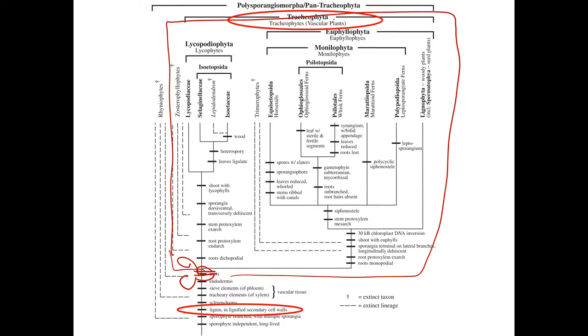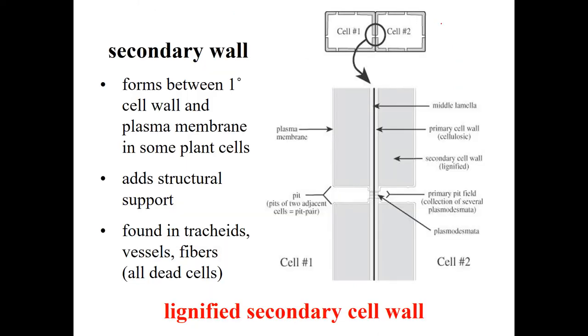So what are the characteristics of the vascular plants? That's what we've got down here. And we'll go through these pretty quickly, with lignin as the first characteristic we're going to look at. Lignin in secondary cell walls. Okay, so let's look at a cell. So here are two cells next to each other. We've taken a part of those cell walls and enlarged them down here in the lower one. So this is one cell wall, and this is the cell wall of the adjacent cell. So two cells next to each other.